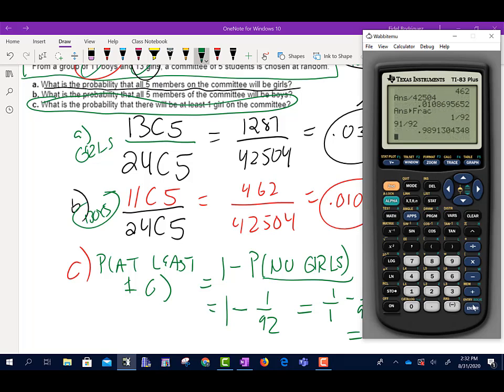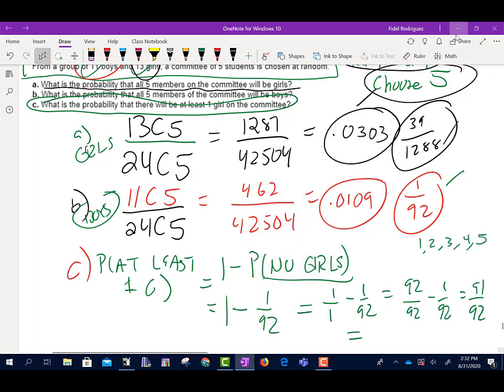And end up with 0.9891 as a decimal. Okay.